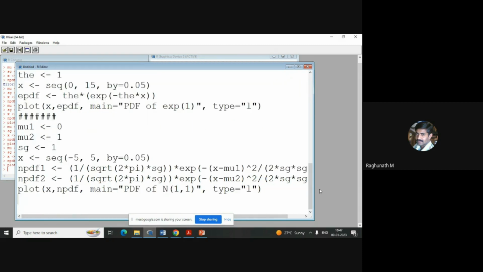So for that, the command is, the first one is plot. That is by default you have to define that one and you have to plot those things. Simply I will put it as normal curves. So to add the other graph for the same one, other lines, we can use the command called lines. This is one of the commands which we use. Again, you take X and you take npdf2. Again, here also it is npdf1. So let me check this one.